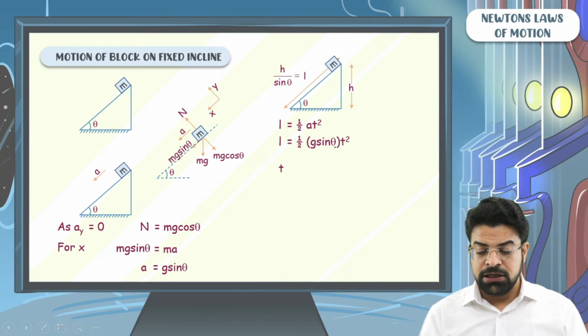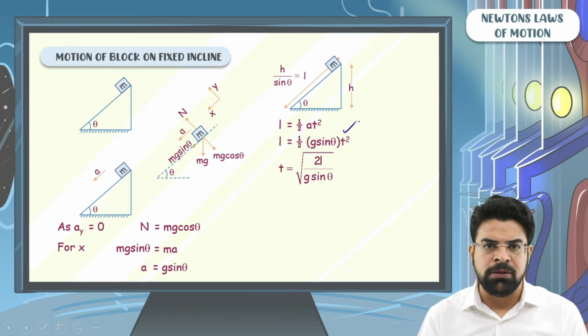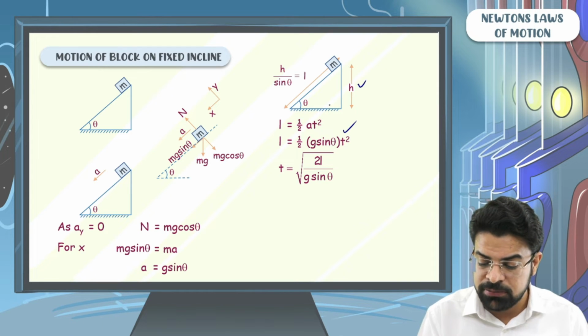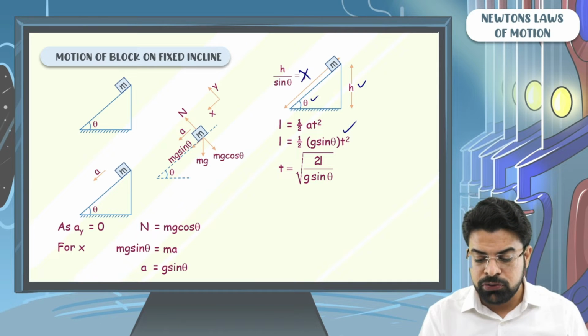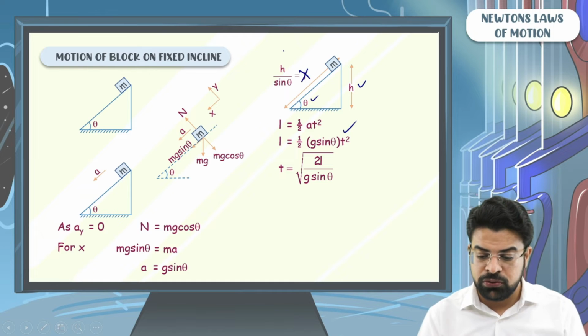Or we can say the time taken to slide down has to be nothing but under root of 2L by g sin theta. Just rearrange these terms, and you will get the time as under root of 2L by g sin theta. But many a time in the question, you have to report the answer in terms of h and theta and not use L. So in place of the length of the inclined surface, you can substitute h by sine theta.